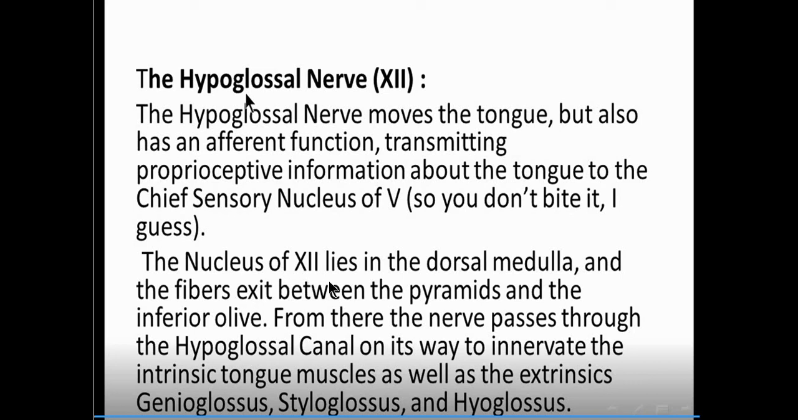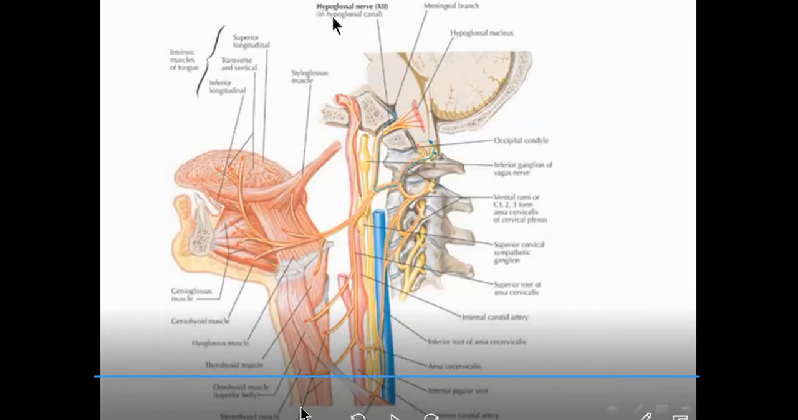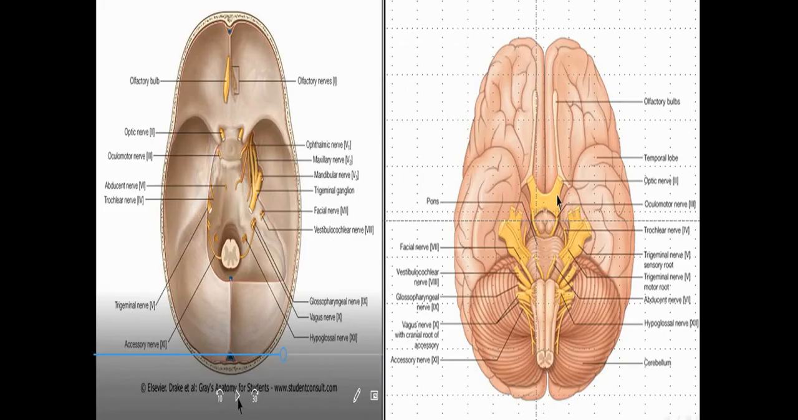The nucleus of the cranial nerve lies in the dorsal medulla, and the fibers exit between the pyramid and the inferior olive. From there, the nerve passes through the hypoglossal canal on its way to innervate the intrinsic tongue muscles, as well as the extrinsic tongue muscles, which are the genioglossus, styloglossus, and hyoglossus. This picture shows the hypoglossal nerve course. By the end of this picture, we come to the end of the lecture. Goodbye.